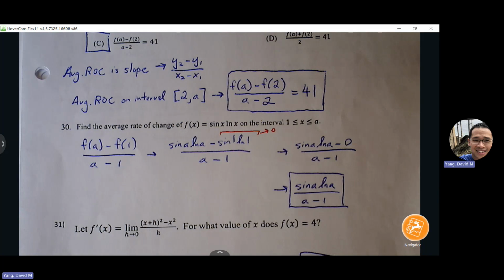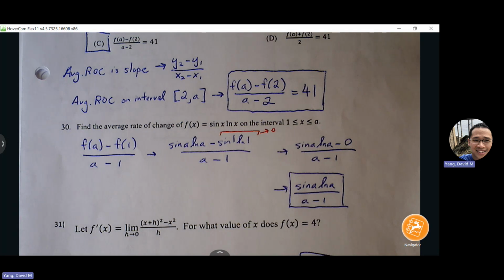Okay, good. 31. Take a look at 31. See if you can decipher that. If it's differentiable, it needs continuity, yeah.